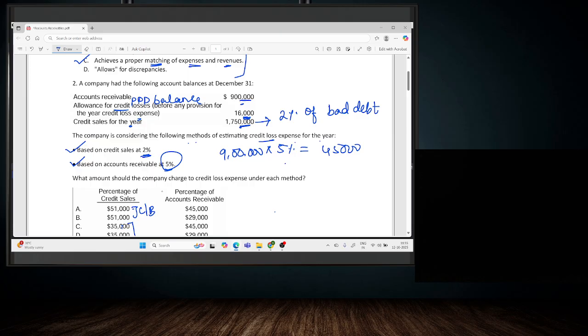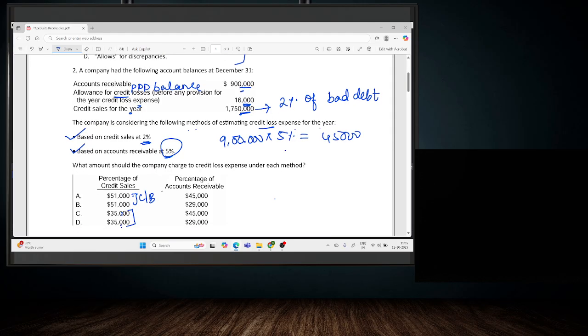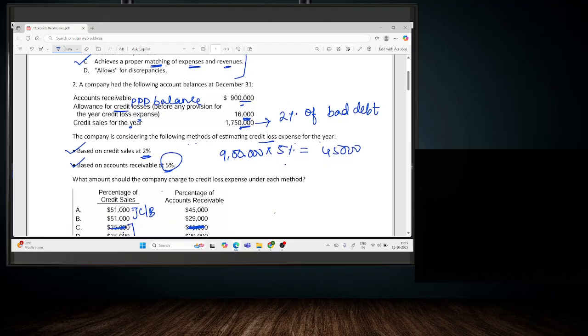But what is important to understand is, listen, we have option C where 35,000 and 45,000 are given. But option C is not the right answer. Why? Because the requirement of the question is to calculate what amount the company should charge as credit loss expense under each method. This 45,000 is not the credit loss expense. This 45,000 is calculated as a percentage of accounts receivable. Accounts receivable is an asset, right? So what does this 45,000 mean?